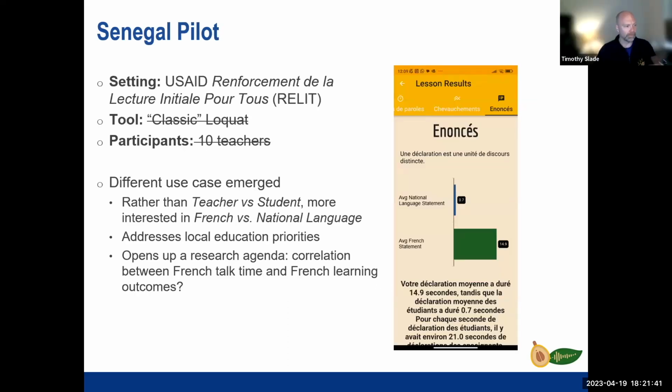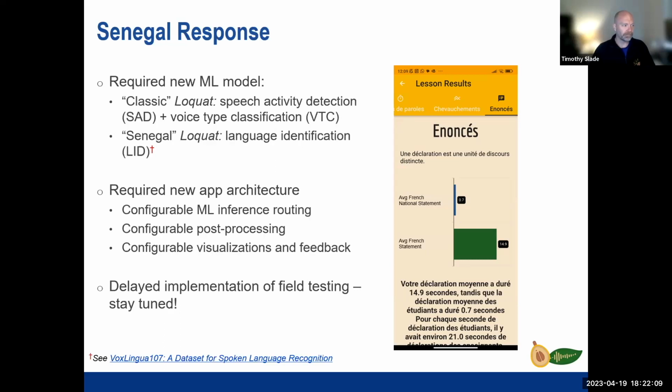The second pilot was planned for the USAID Relie program, another early grade reading program implemented by RTI. Continued scoping with the Senegal team eventually revealed a different set of priorities than originally expected. They were more interested in understanding alignment with national education policies around language use in the classroom. Those kinds of findings would enable a research agenda related to classroom language use in practice and how that relates to learning outcomes in French.